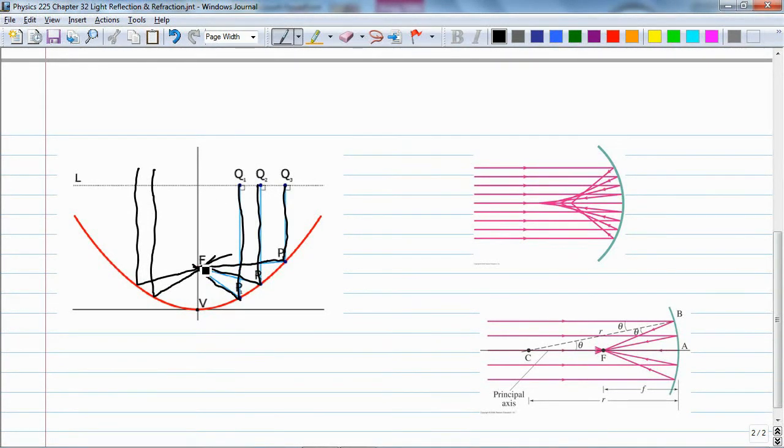So parabolas are really good at it, but if you have spherical, it's not a parabola, you notice that they don't meet in the same location or the same spot. So how do we get around this to be able to use spherical mirrors? Well, the trick is to use the very tip or the very end of the mirror.